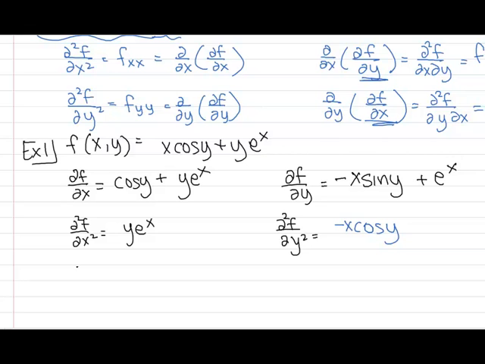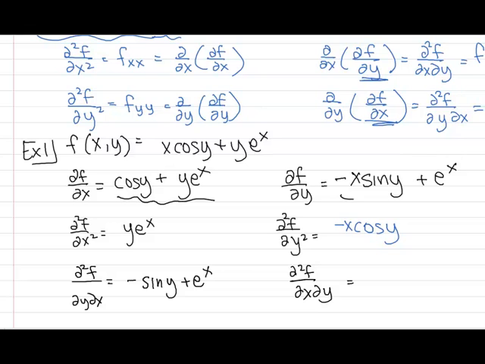Now let's find the mixed order partials, so that means I'm going to find d squared f/dy dx, and over here I'm going to find d squared f/dx dy. So in this case I have negative sine y plus e to the x, and over here, taking it with respect to x, I have negative sine y plus e to the x. Now notice here these two mixed order partials are the same. This is always going to happen when all of your partial derivatives and the mixed partials are continuous.